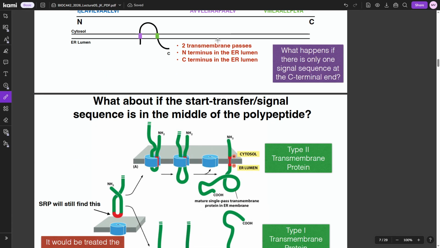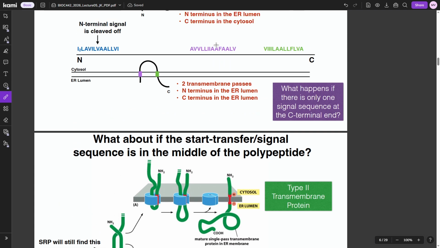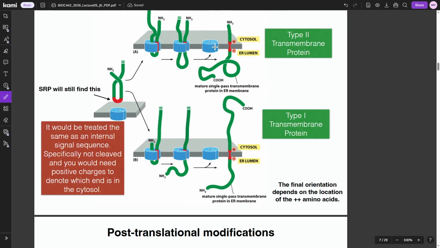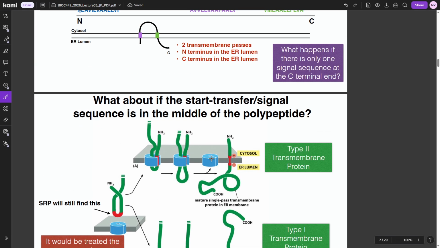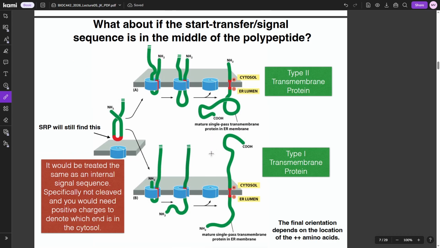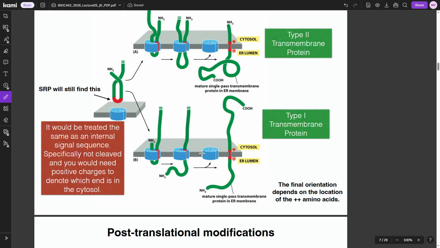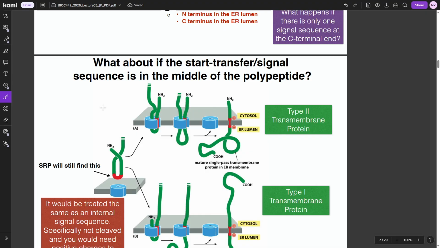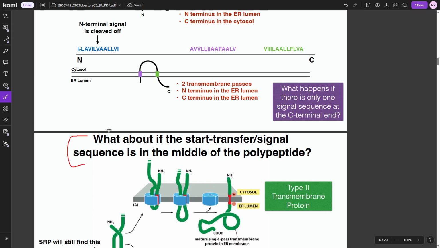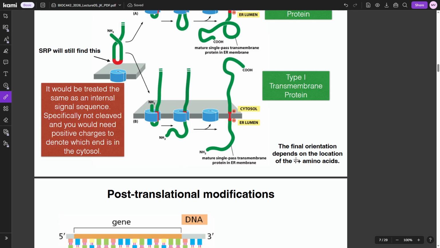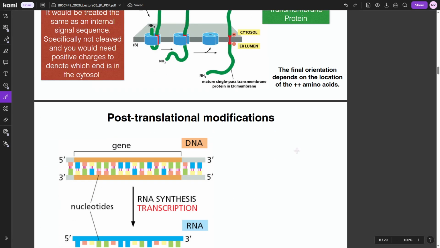What about if the stop transfer... again, talked about these already, not going to worry about this. Again, this we treat the same as an internal signal sequence. I think these are all really well explained already, or at least they were discussed a little bit in my previous video, and Professor Kong does a great job of going over all of these to make sure that you fully understand it, so I'm not going to harp on it.